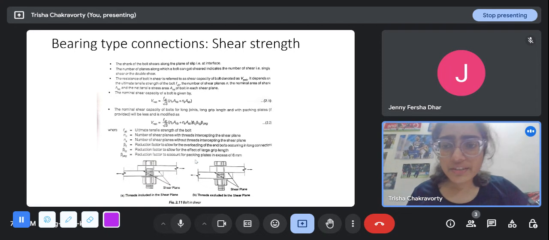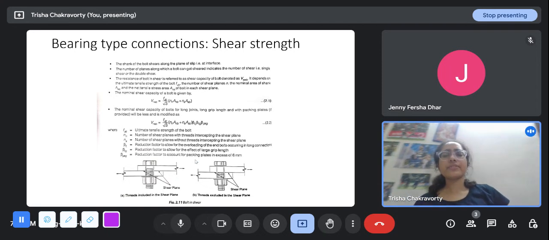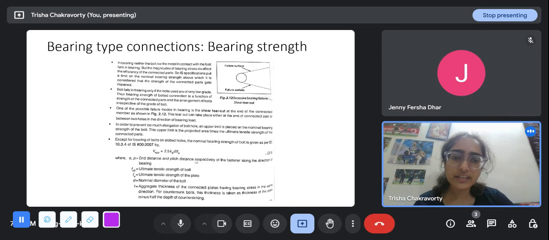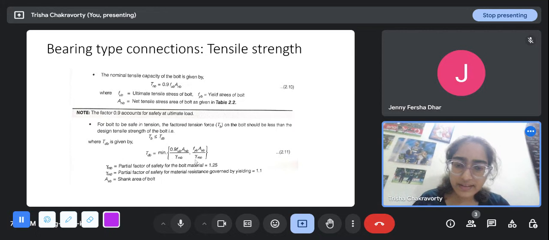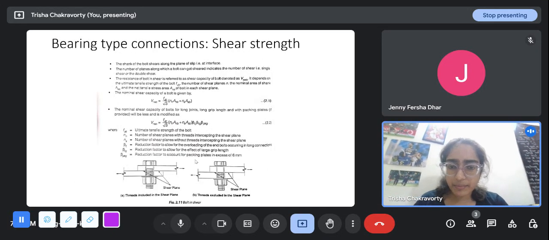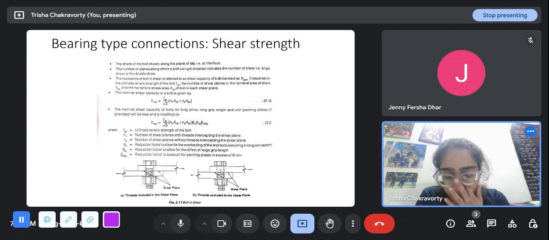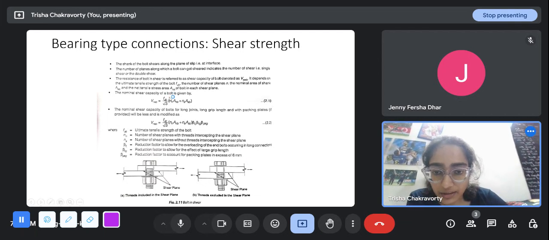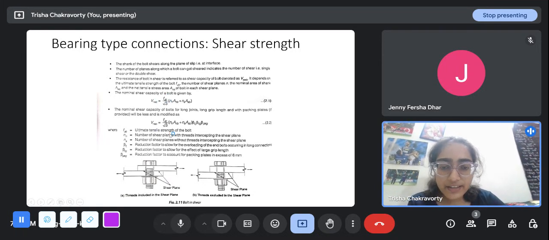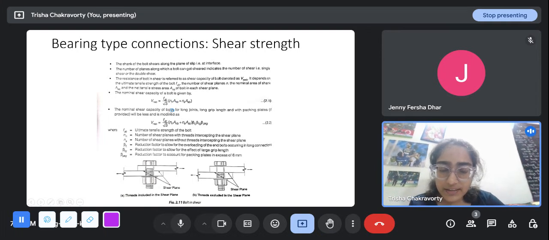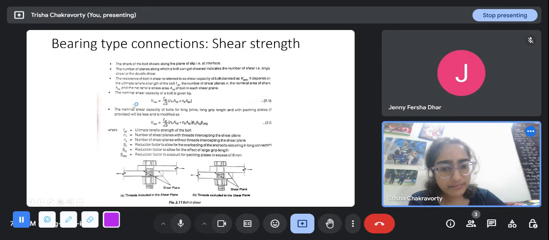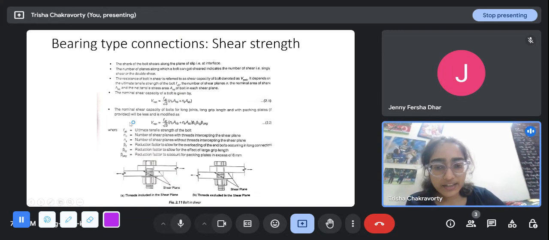Now, bearing type connections have three types of strength that we must look at: shear strength, bearing strength, and tensile strength. These are all just formulas we have to memorize. The shear strength involves FUB, the ultimate tensile strength of the bolt, NN, and ANB. This is terminology that data will be provided in the problem. You just need to know how they are connected.